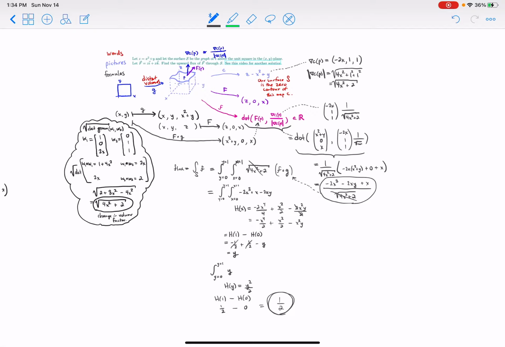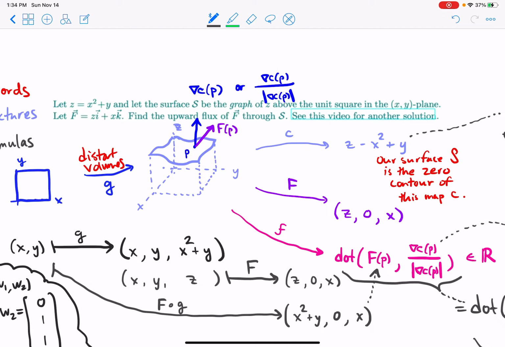Okay, everybody. Just a couple errors that I made. There were two errors in this video. First, because for flux we need the normal vector at the surface, actually the unit normal vector, I took this equation here and tried to make it so that we could write our surface as a contour of some map, the zero contour, the zero level set.